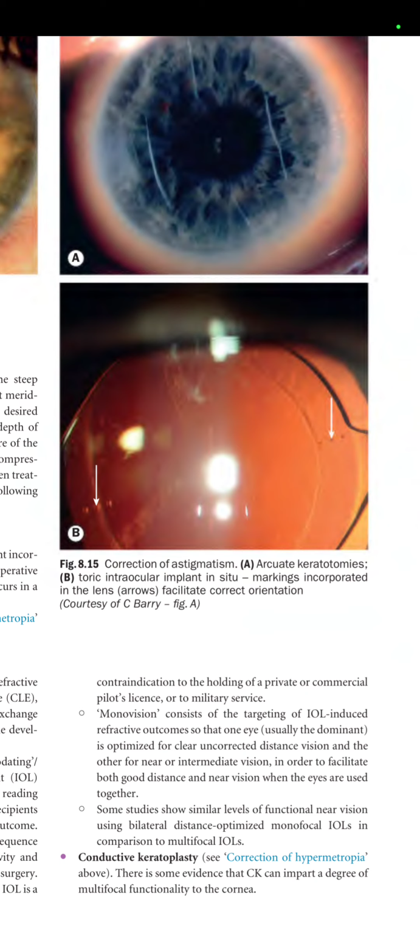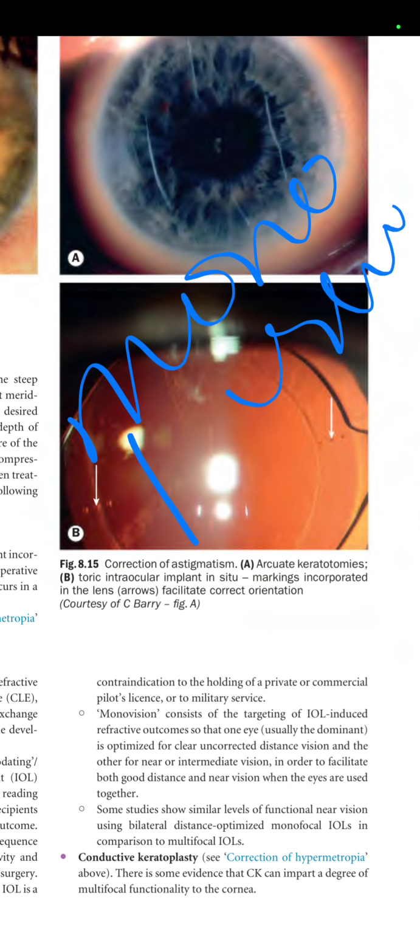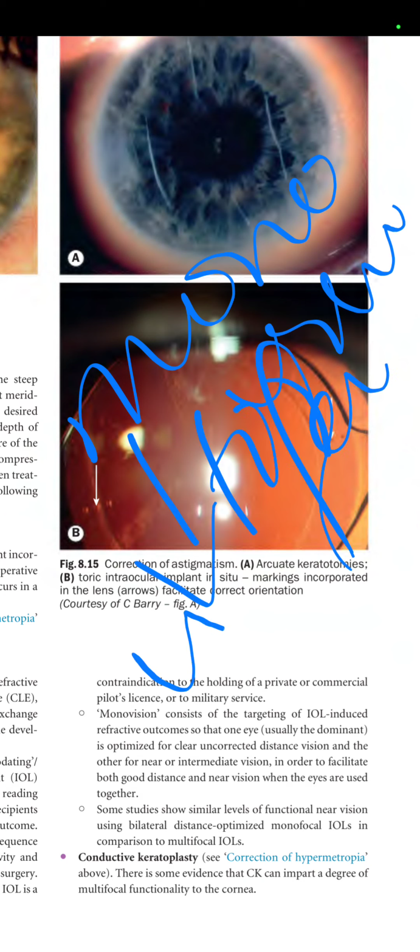Monovision consists of targeting the IOL-induced refractive outcome so that one eye, usually the dominant, is optimized for clear, uncorrected distance vision and the other for near or intermediate vision, in order to facilitate both good distance and near vision when the eyes are used together. So basically, the concept of monovision is that one eye is used to read far and the other eye is used to read near.